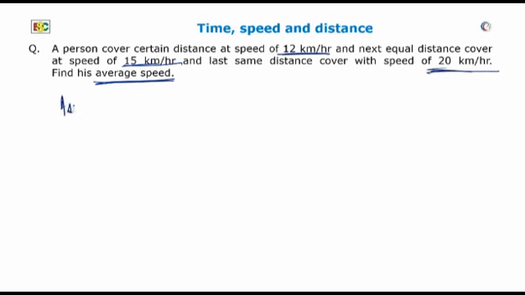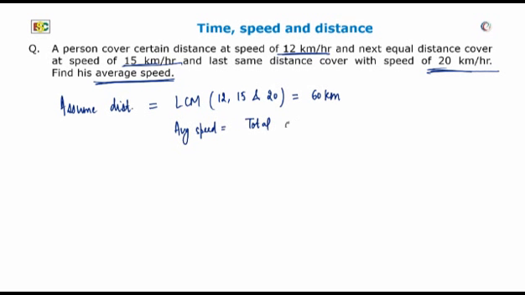It means the assumed distance is equal to the LCM of 12, 15 and 20, and that will be equal to 60 kilometer. Now we know average speed is equal to total distance upon total time.